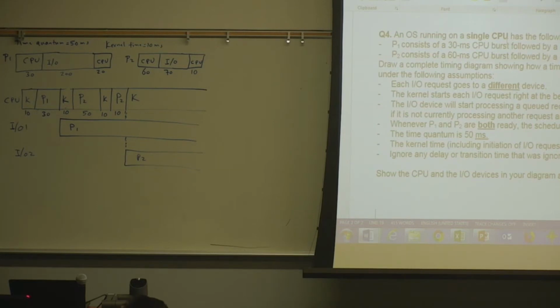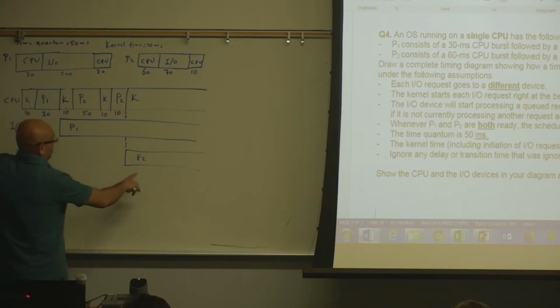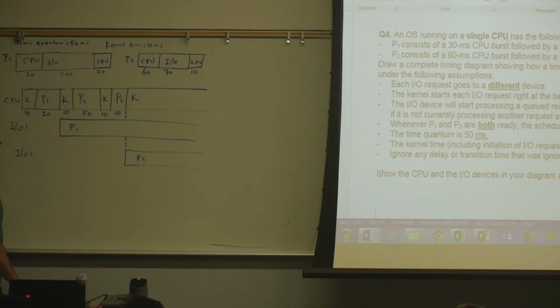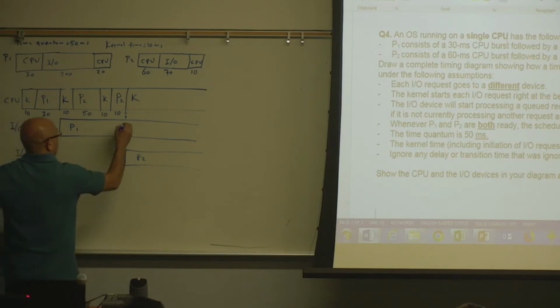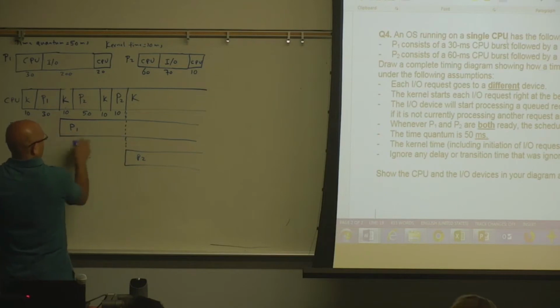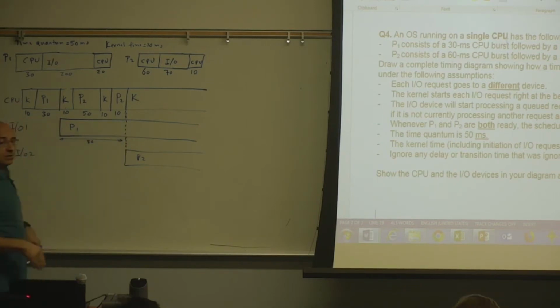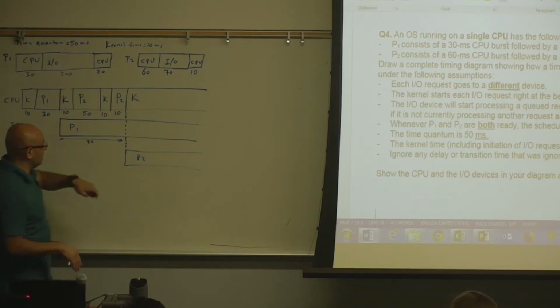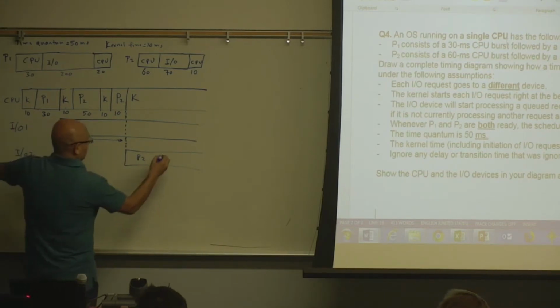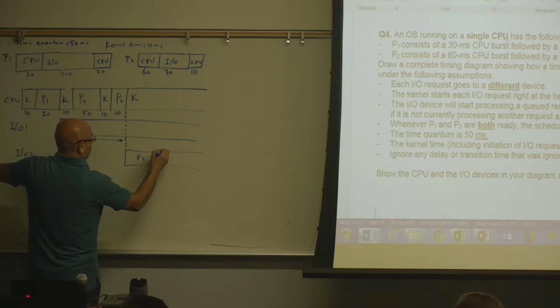Now, which process will complete first? P2. Yeah, P2. So this is P2 is 70, this is 120. So here, this is like 80. So P1 will need 120 more, 120 to go, and this needs 70, so P2 will finish first. So let's say that this is 70.